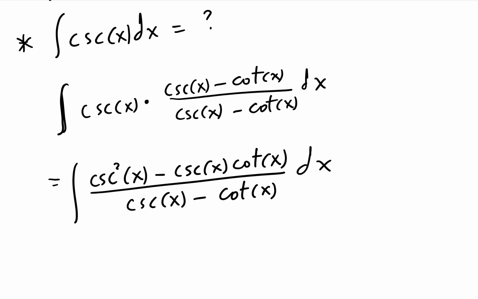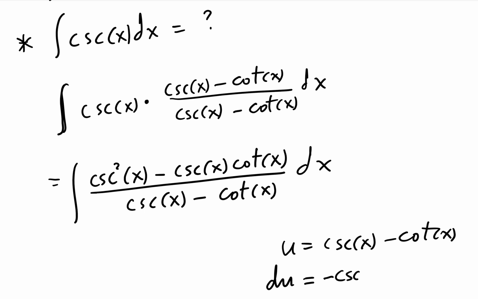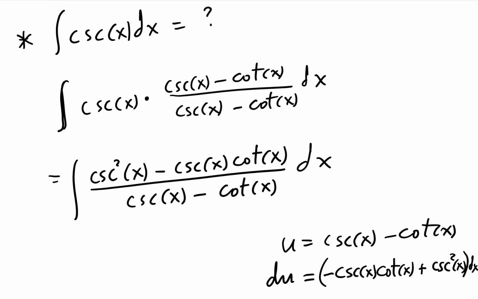Then what is u here? u is the denominator. du would be, what's the derivative of cosecant? It's negative cosecant cotan, minus the derivative of cotan, which is negative cosecant squared. So it becomes positive. And don't forget the dx.